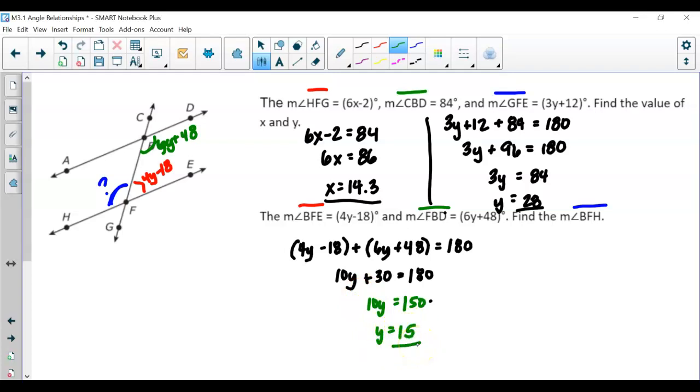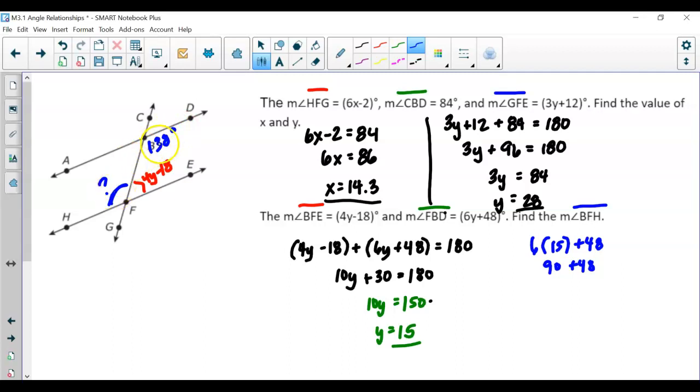So now we'll take that y is equal to 15 and plug in. Does it matter which one you plug into? No. Just keep in mind, we're looking for the measure of BFH. So I'll use the 6y plus 48, or 6 times 15, plus 48. So 15 times 6 is 90, plus 48 is 138 degrees. So this angle here, I'll erase so you can see, you should have gotten 138 degrees.